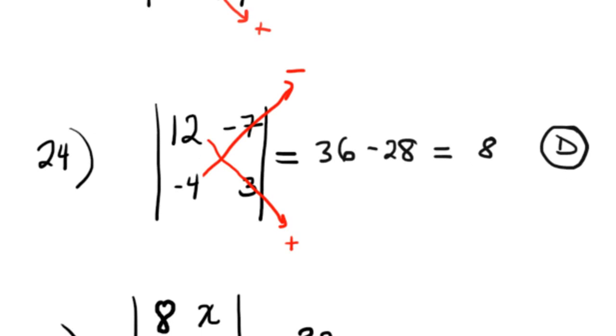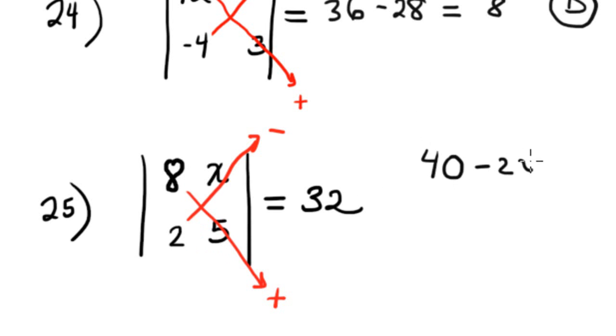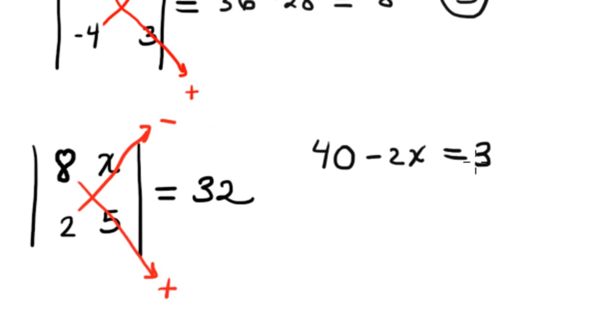This is option D. This one is a little bit weird. It is an equation that contains one variable inside the determinant, but it's the same idea. You multiply this and this using positive, and this using negative. So you obtain the equation: 40, because 8 times 5 is 40, positive 40, minus 2x, equals 32. And this is the equation.